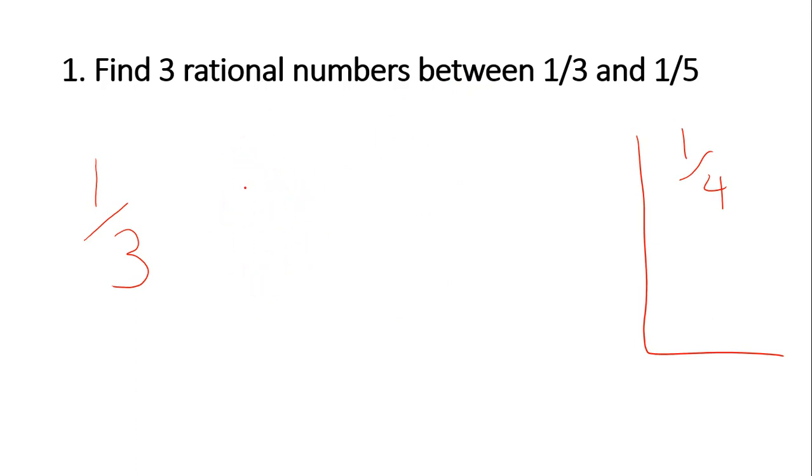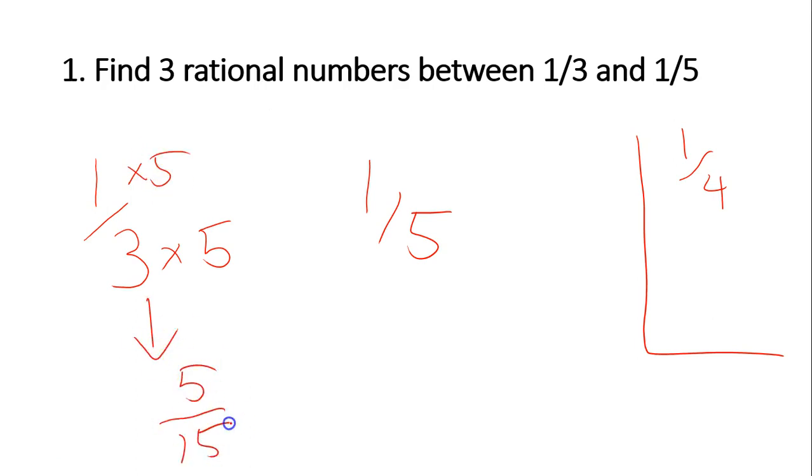But how would we do that? We keep 1 by 3 here, and we also have 1 by 5. Let's make the denominators equal. How would we do that? What I'd do is multiply 1 over 3 by 5, and if we multiply the bottom by 5, we multiply the top by 5 as well, to make this 5 over 15. And I'd also multiply 1 over 5 by 3 on the top and bottom, which would make this 3 over 15. Now we can see that the denominator is the same.